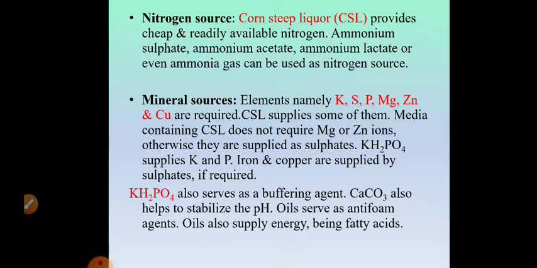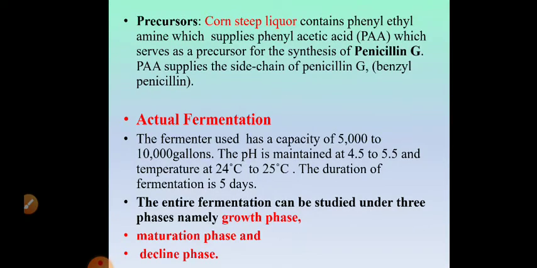Now the KH2PO4 that is present in the medium also serves as a buffering agent. Potassium dihydrogen phosphate also serves as a buffering agent. Calcium carbonate present in the medium also helps in stabilizing the pH. The vegetable oils that are added into the production medium serve as antifoam agents. Oils, being fatty substances, also supply energy to the microorganisms.